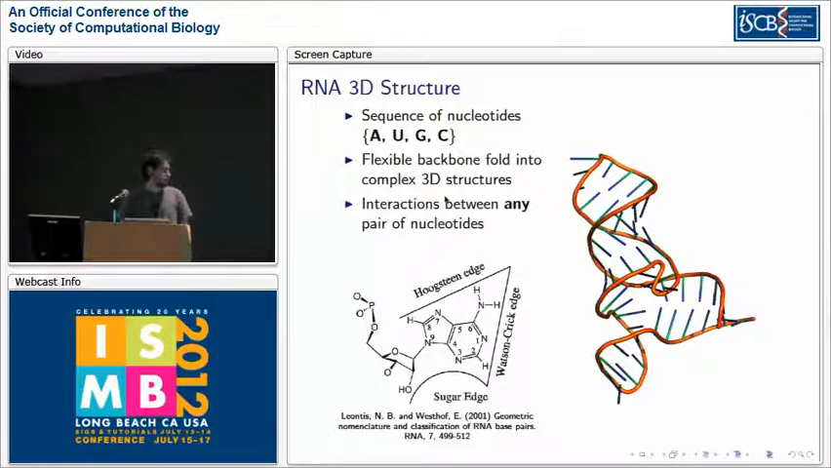And as it has been determined by Leontis and Westhof in 2001, here is an adenine nucleotide, which has three sides, and any side can bind with any other side. So you have roughly around 12 different conformations for any pair of nucleotides that can bond together. So as soon as you have 50 nucleotides, the number of possibilities is absolutely incredibly huge.